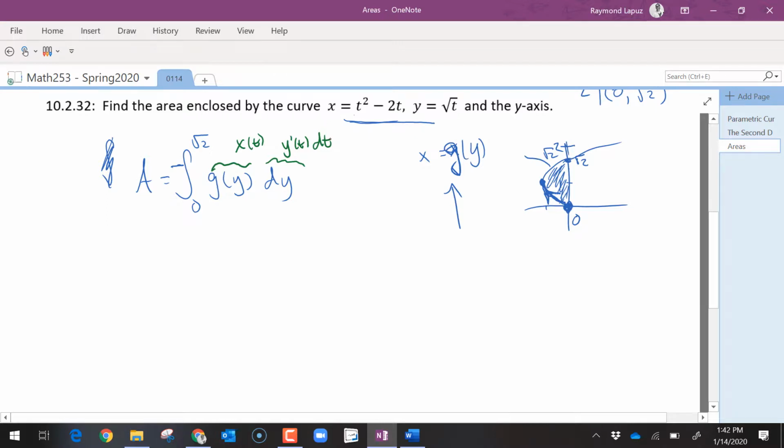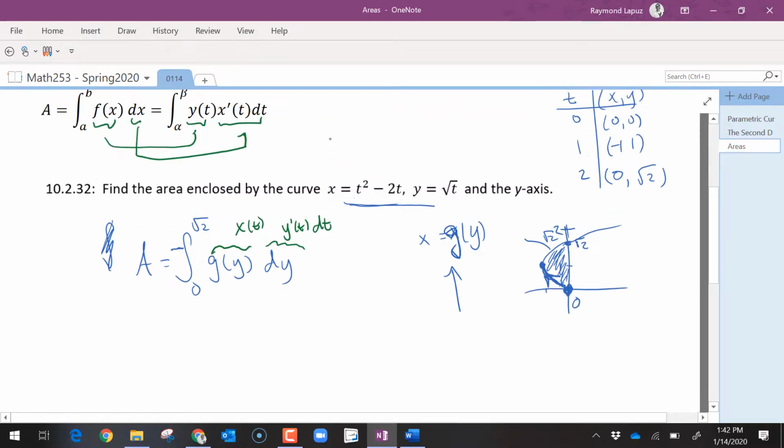And I think we got lucky in putting in the values of 0 and 2. So the y value of 0 is obtained when t is equal to 0. The y value of square root of 2 is obtained when t is equal to 2. Okay. Is that okay so far? All right, so looking good.